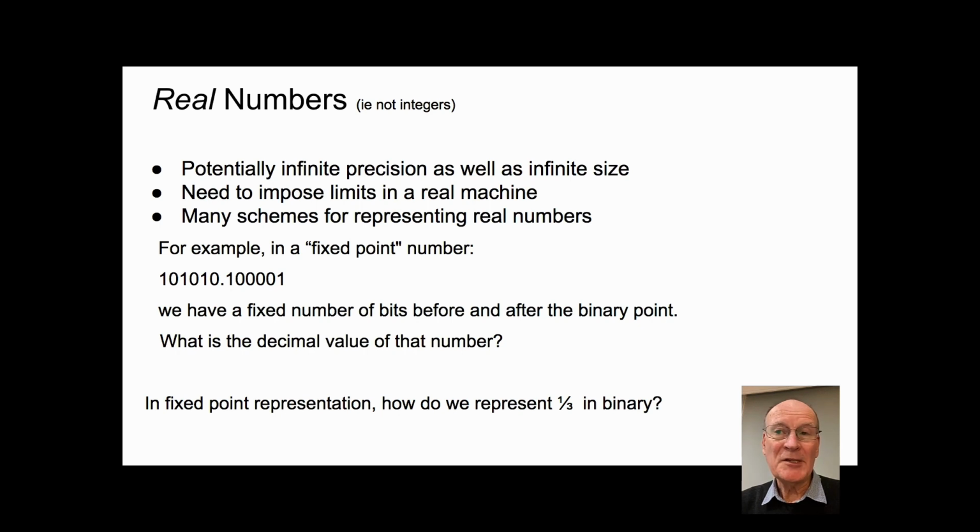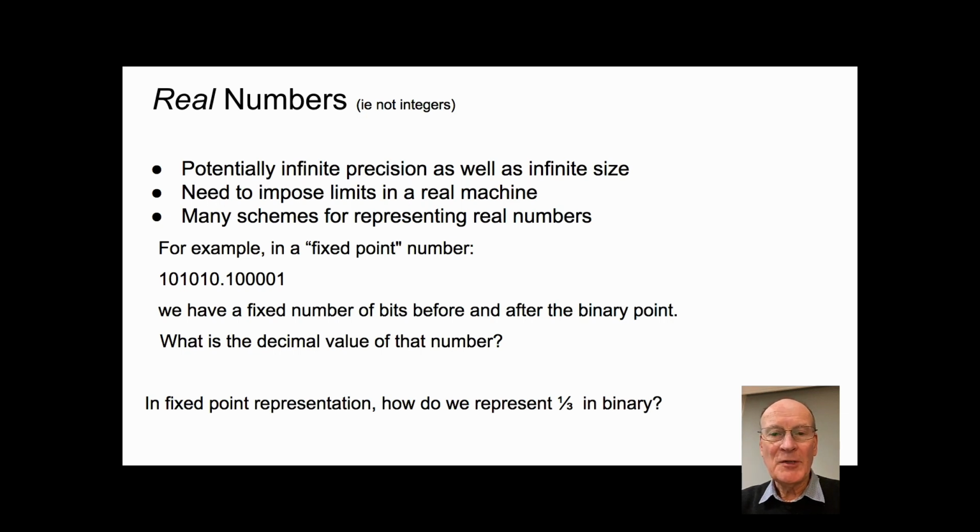And once again, there are many schemes for representing real numbers. So I've shown you one briefly, and that's the idea of a fixed point number. This means that we choose where the binary point is going to be inside our string of binary digits, and we have a fixed number of bits before and after the binary point. So if you look at this number, written in binary, you can work out, using the techniques from before, the powers of 2, you can work out what the equivalent is as a decimal value of that number.